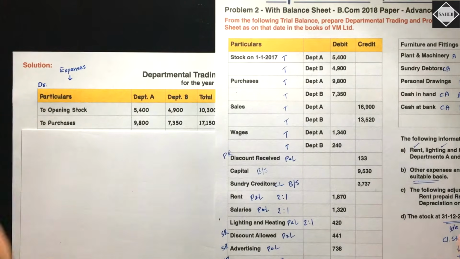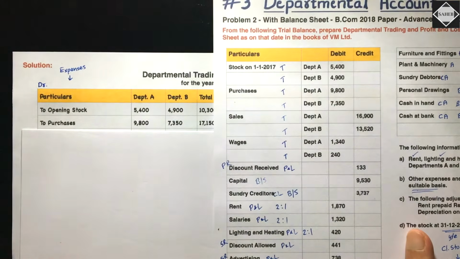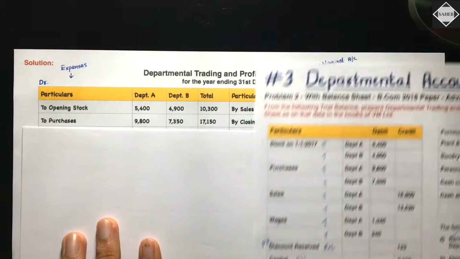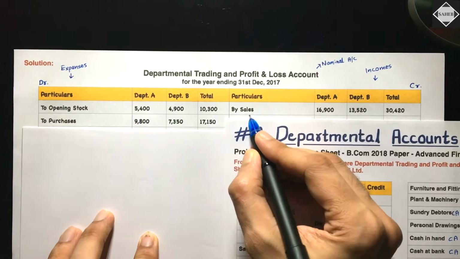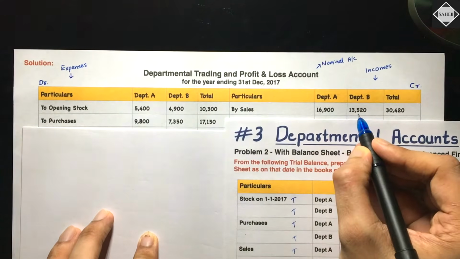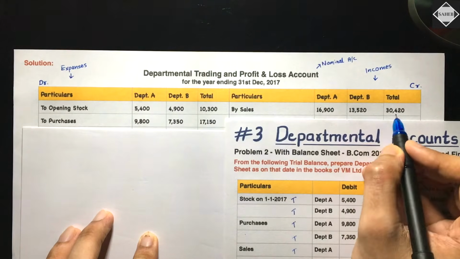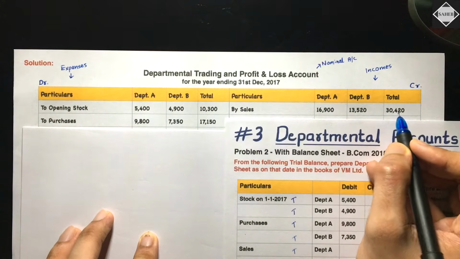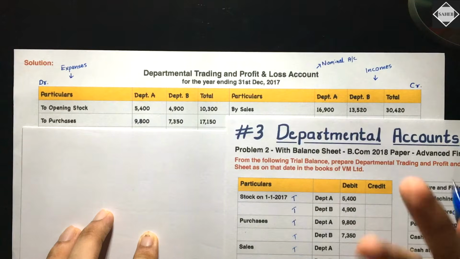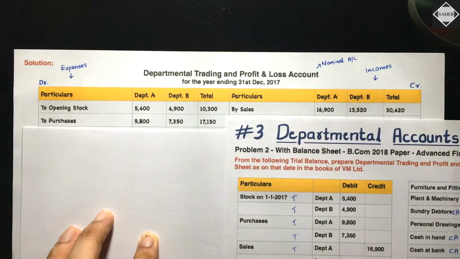Okay, so purchases over. Next we have sales. Sales, where will it come? It will come on the credit side. You all know. So sales here, see, sales 16,900 and 13,520. That is 30,420 in total. Is it clear? Okay. Sales is direct income. It will come on the credit side of trading account.